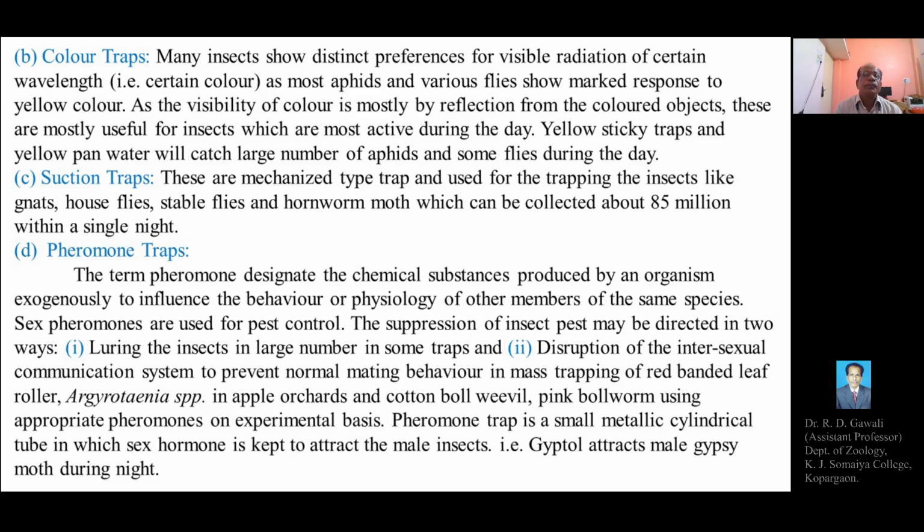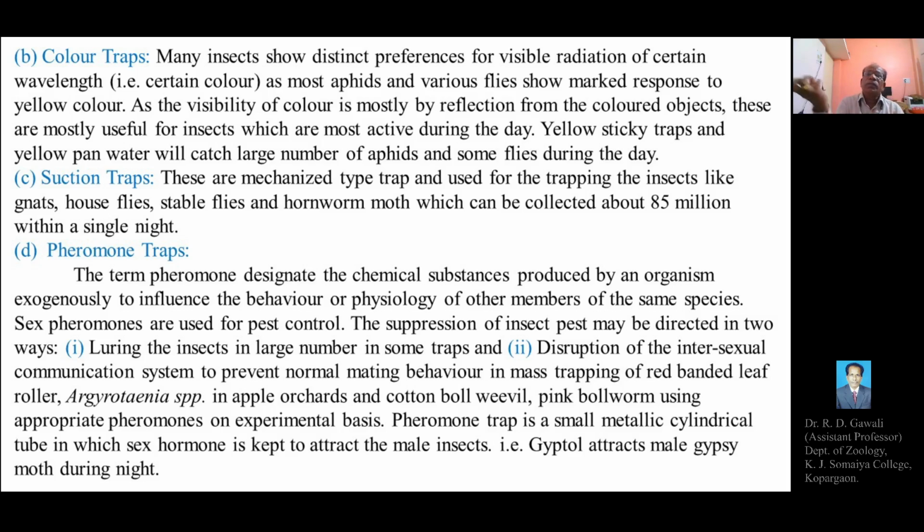Then suction traps. These are mechanized type traps used for trapping insects like gnats, house flies, stable flies, and hornworm moths, which can be collected about 85 million within a single night. These suction traps can be kept in the field with an electric motor or fans so as to catch different types of insects like stable flies, house flies, gnats, and hornworm moths.